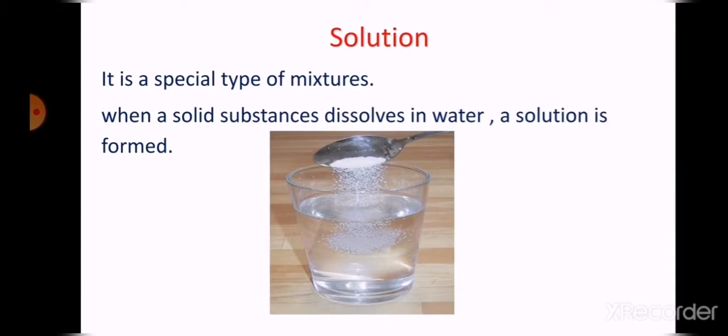In this picture, I put a spoon of sugar in a cup of water, then stir. So the sugar dissolves in the water. The sugar, or the solid substance, dissolves in the water. So this mixture is called a solution. It's a special type of mixture because the solid substance dissolves in water, so the solution is formed.